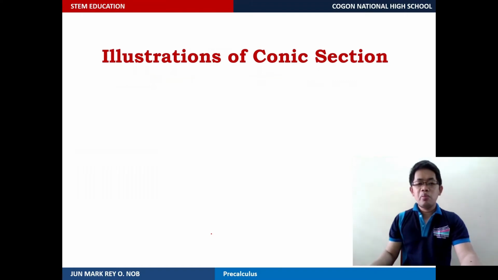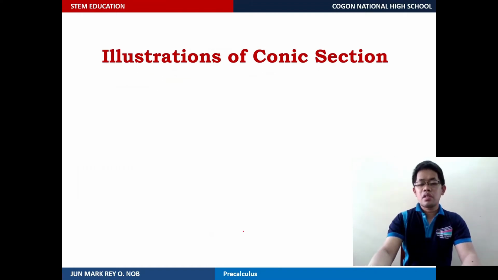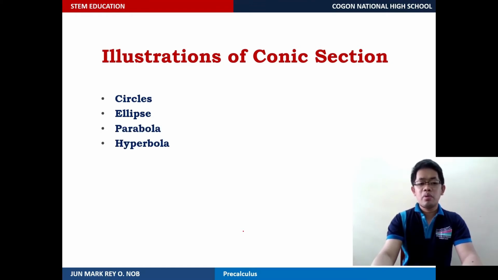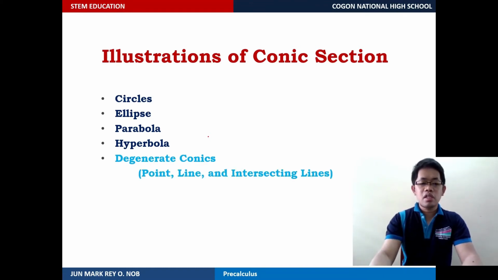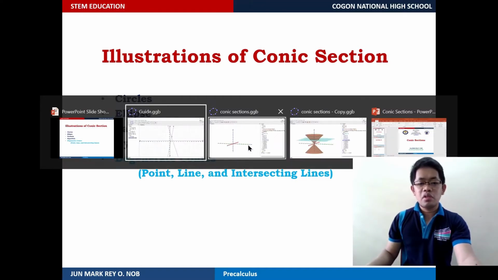This time we will be illustrating the different conic sections such as circles, ellipse, parabola, and hyperbola. So we will be illustrating these four common conic sections. And lastly, we will also be illustrating the degenerate conics such as point, line, and intersecting lines. We'll be using GeoGebra.